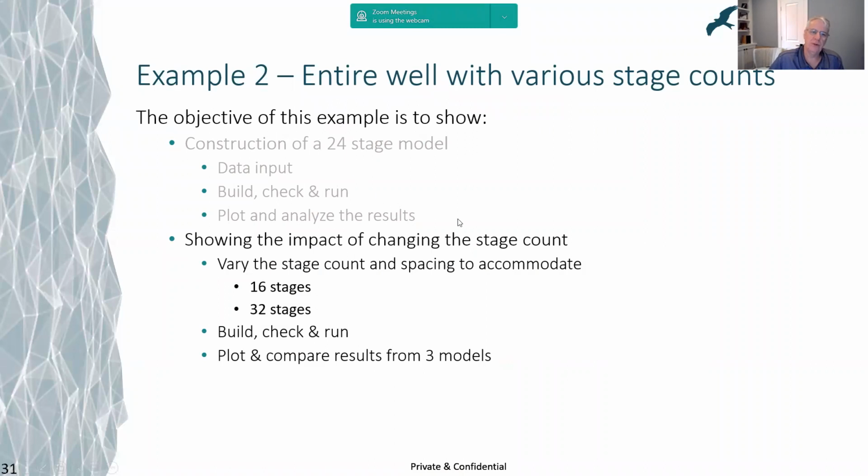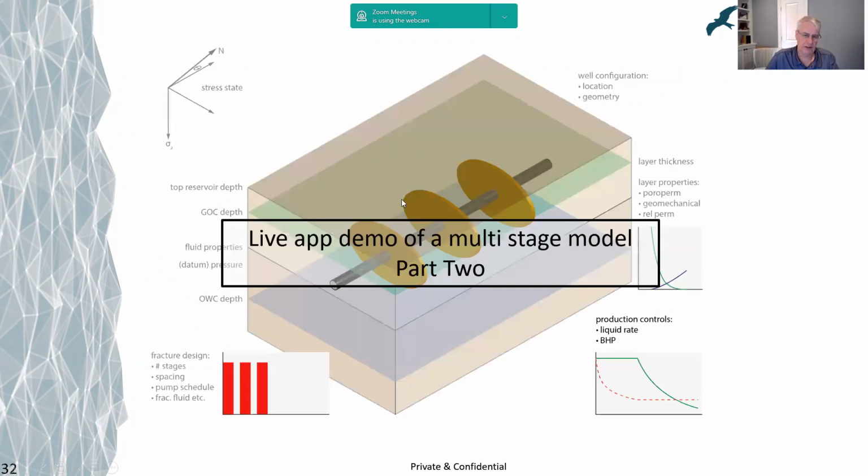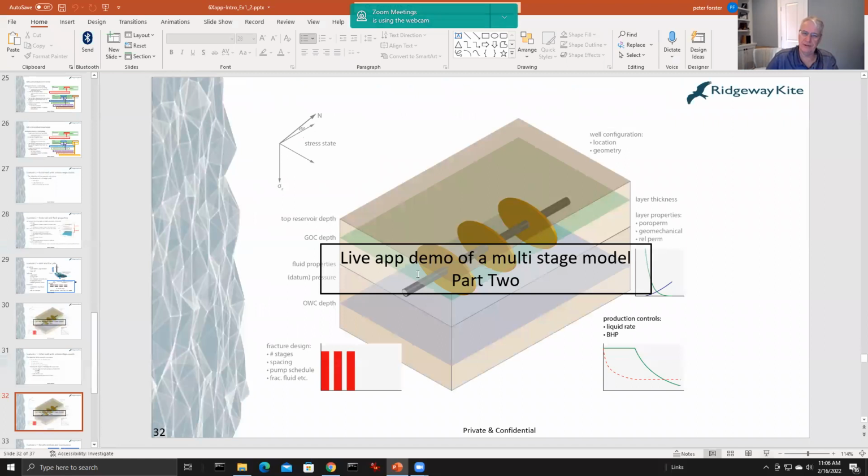So we've shown that we can build a 24-stage model, and now we're going to go in and edit that model to vary the stage count. We'll keep the same stage length, but we'll vary the distance between them and thereby get different numbers of stages fitting on our well. And we'll see how that impacts the production. So this is to show that we can experiment with the operational parameters.